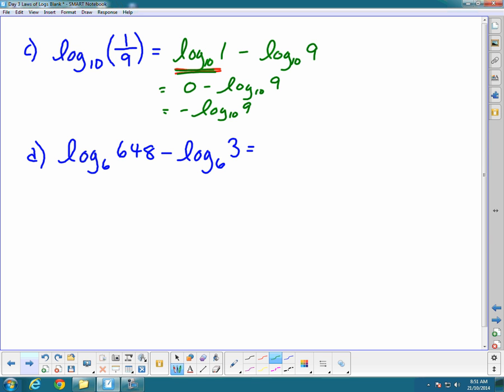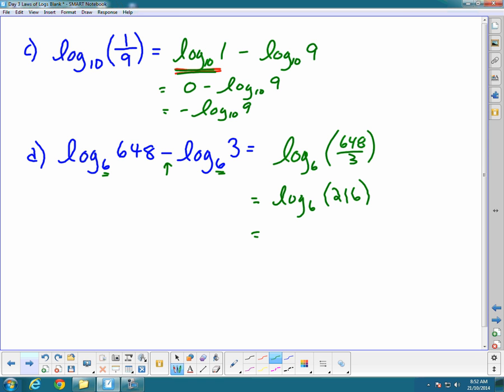So since they have the same base and they are being subtracted, I can combine them into a single log with the same base and divide their numbers. So 648 divided by 3. So that division actually ends up being 216. And now, can I do the logarithm? Well, sure, do a test on your calculator. 6 squared is only 36. 6 to the power 4 is too big, so it's 6 to the power of 3.